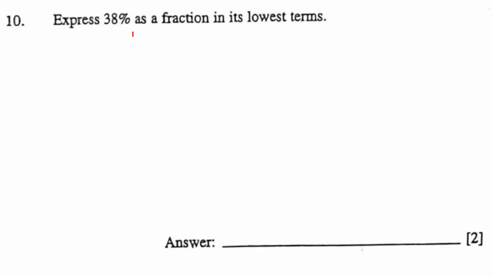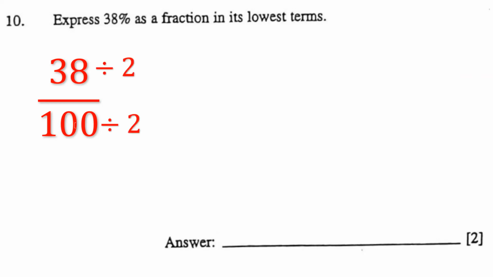It says express 38% as a fraction in those terms. Notice that we can write 38% as a fraction by putting 38 over 100. And so we have 38 over 100, but it says write it in lowest terms. So what number goes into both 38 and 100 without leaving a remainder? A number that we can use is definitely 2.